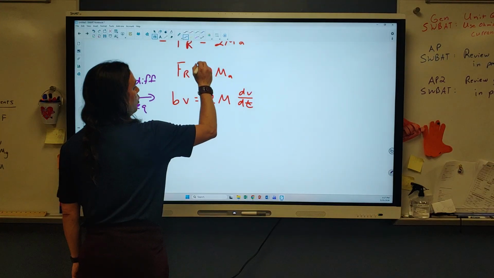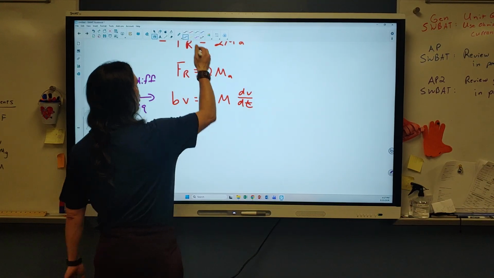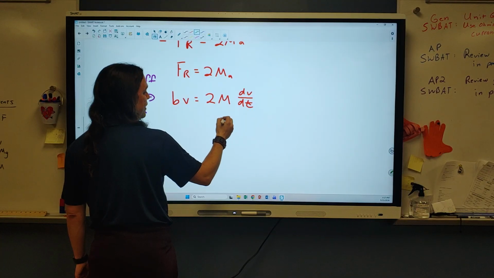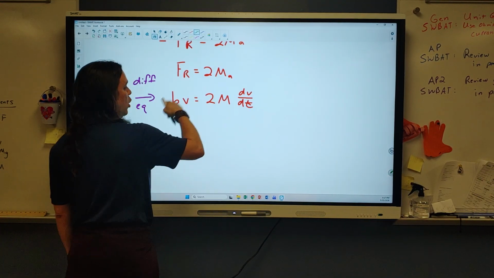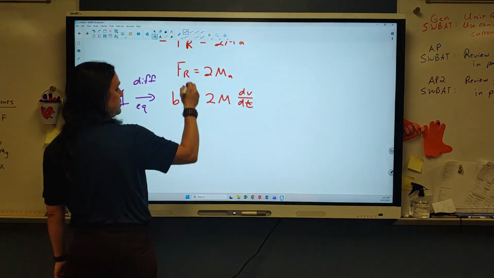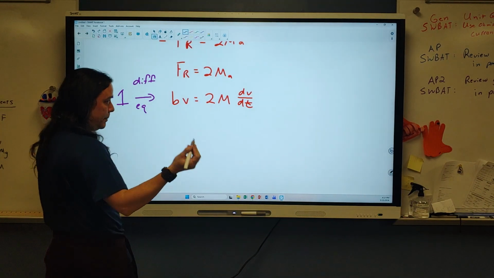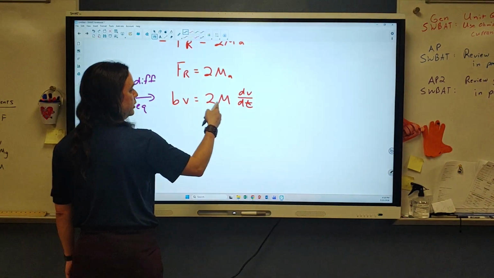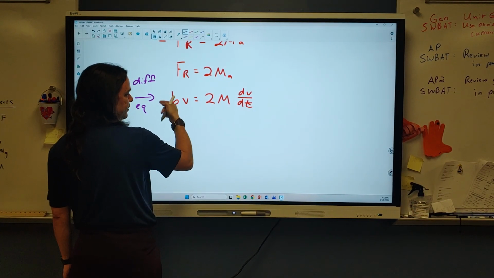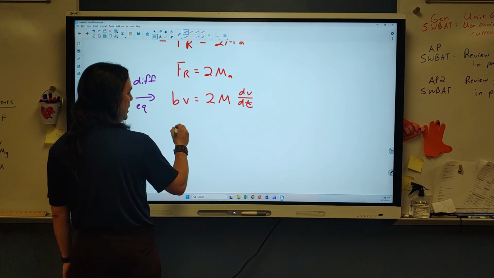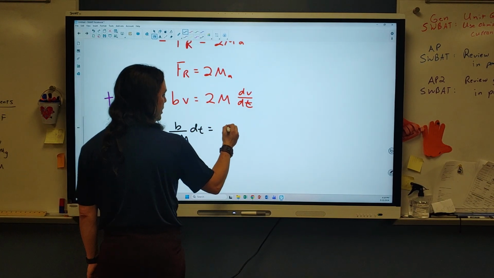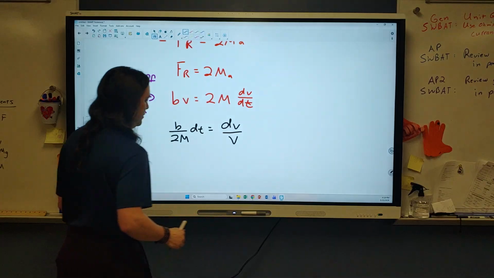But here's how we're going to work with this. Okay, the rules on this, how you do this. You want to try and get all of the stuff with a v on one side and all of the stuff that doesn't deal with v on the other. So I'm going to do a couple of steps mathematically. Feel free to stop and follow along, but I'm going to move dt over here and 2m over to the left-hand side. I'm going to move v to the other side, and I get the following. b over 2m dt is going to be equal to dv over v.